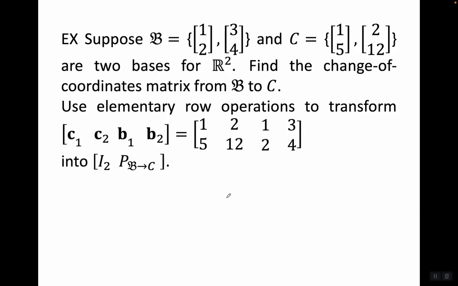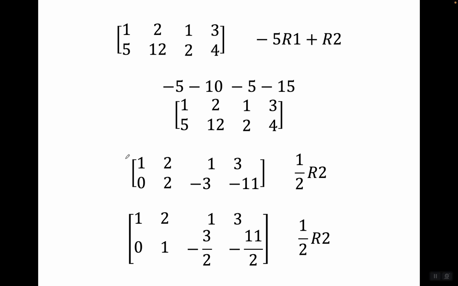So suppose B equals (1, 2), (3, 4), and C equals (1, 5), (2, 12). Suppose these are two bases for R2. Find the change of coordinates matrix from B to C. Again, we're going to use elementary row operations to transform this matrix. So here's C, and here's B. We're going to use elementary row operations to convert this into the 2 by 2 identity matrix, I sub 2. And then on the right side, we'll have P sub B to C.